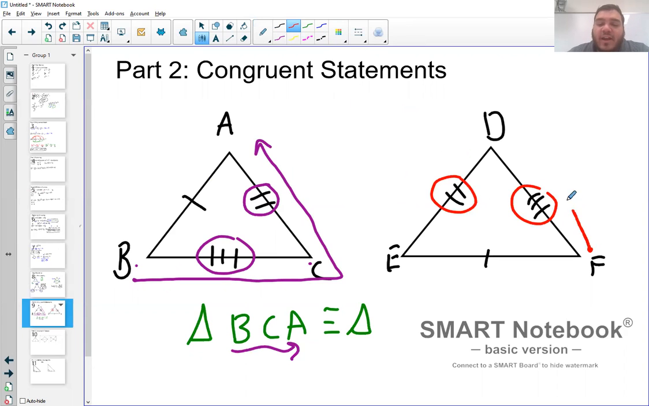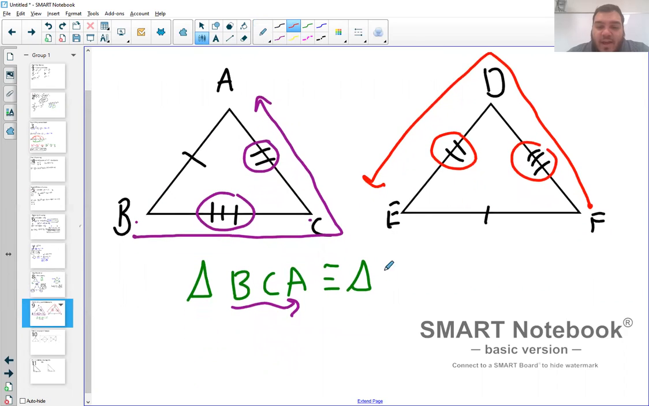So in this case, I have to start at F, pass by D, get to E to match the same markings I did here, which passes the 3 tick mark, 2 tick mark. So in this case, the triangle is F, D, E. So in this case, the triangle here is FDE because B should match with F because it's between the 3 and 1. D should match with C because it's between the 3 and 2. And E should match with A, because they're both between the 2, 1.